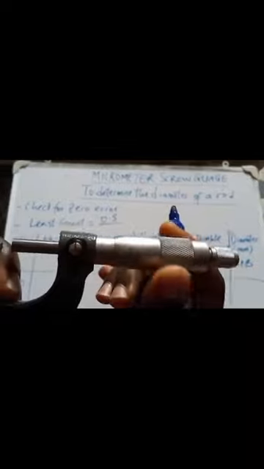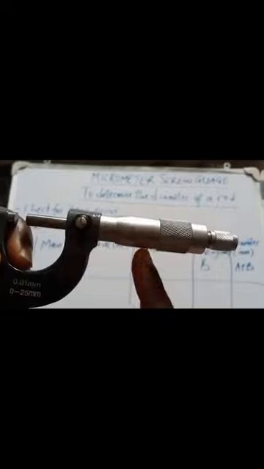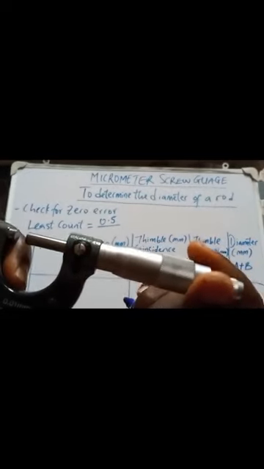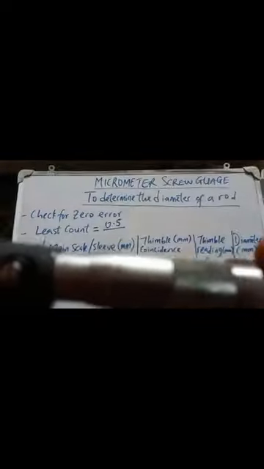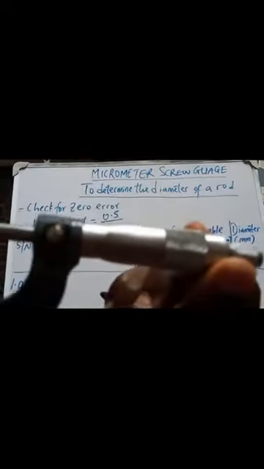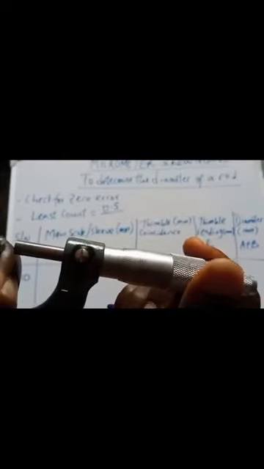this thimble. Let's look at this thimble. I want to look at the numbers, the maximum number it has. Let me start from 15. It has more than 15: 20, 25, 30, 35, 40. After 40, I have 45. After 45, it has some 5 lines: 46, 47, 48, 49, 50. 50 coincides with that 0 mark. So the highest number it has here on the thimble scale is 50.